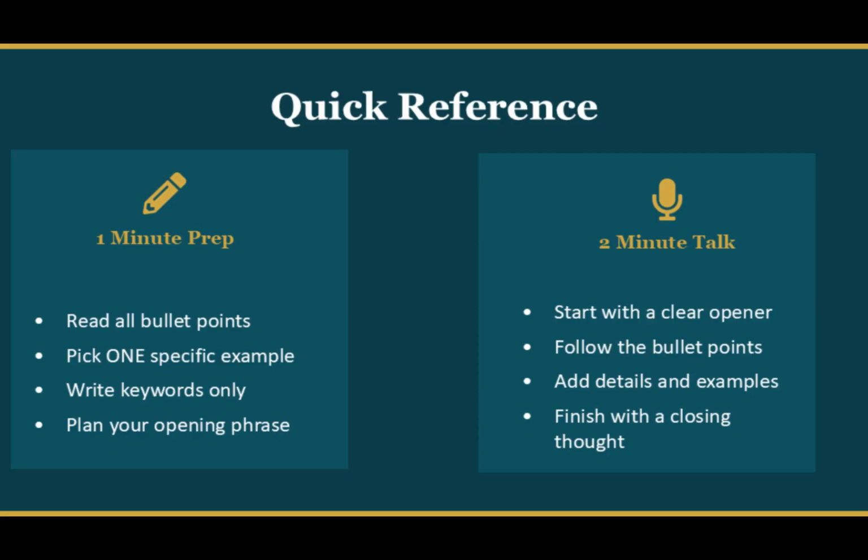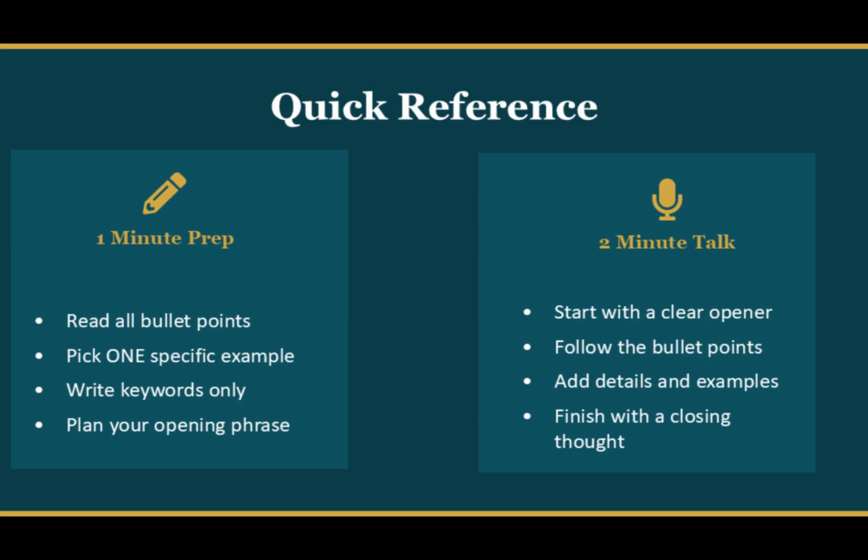So, what are we to remember for our 1 minute preparation time? We must read all the bullet points. We need to pick one specific example. What are we going to talk about? What is our topic sentence going to be? We need to write the keywords only. Remember, no full sentences. And we need to plan our opening phrase well with the strong starting phrases that we spoke about.